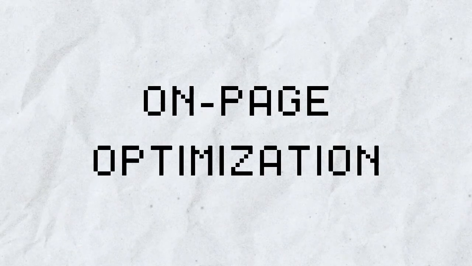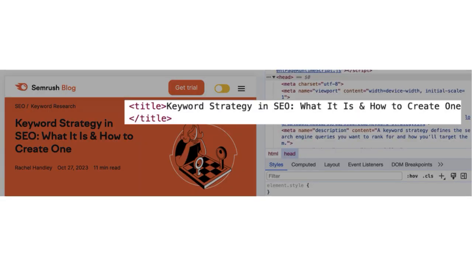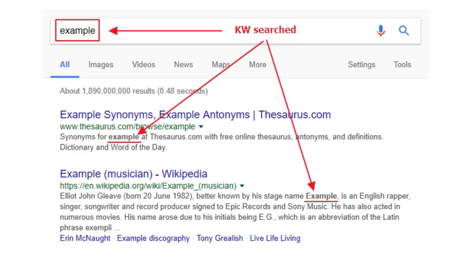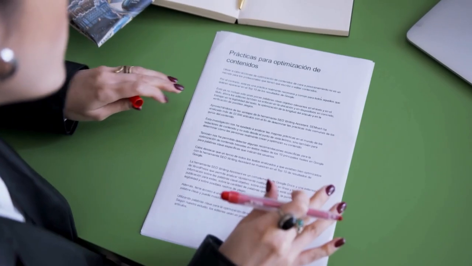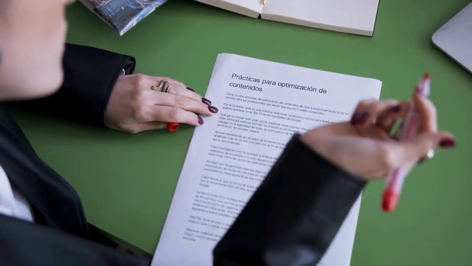Step 2. On-page optimization. Optimize your content by including your target keywords in the title tag, meta description, headings, and throughout the body text. Make sure your content is valuable and relevant to your audience.